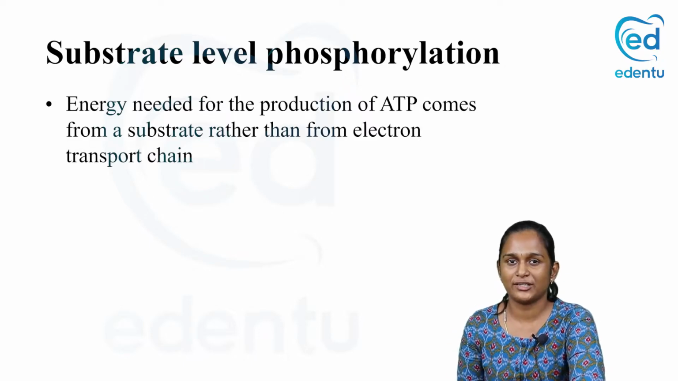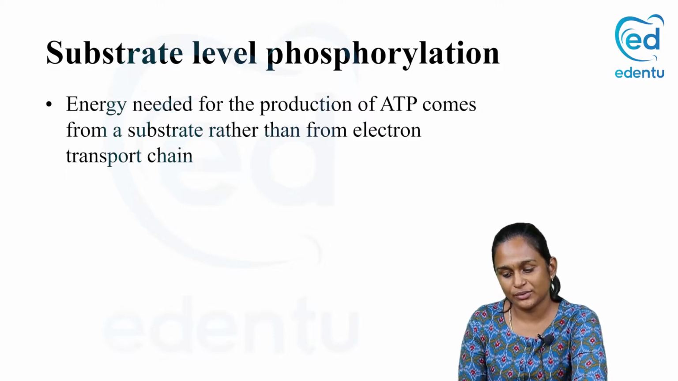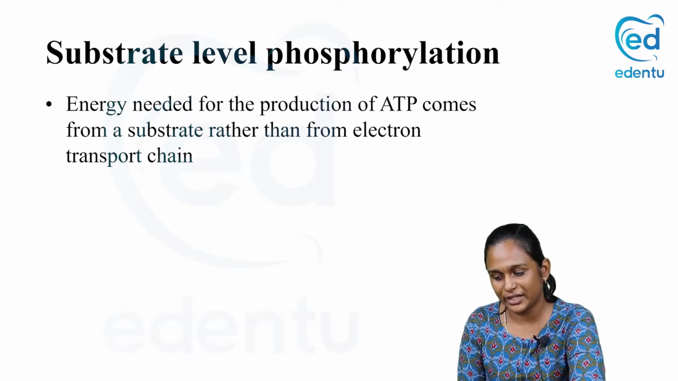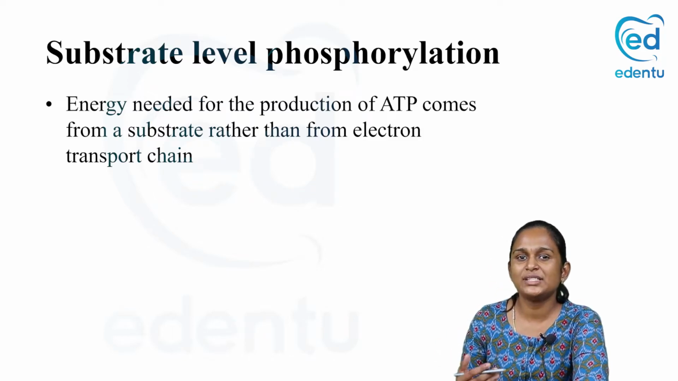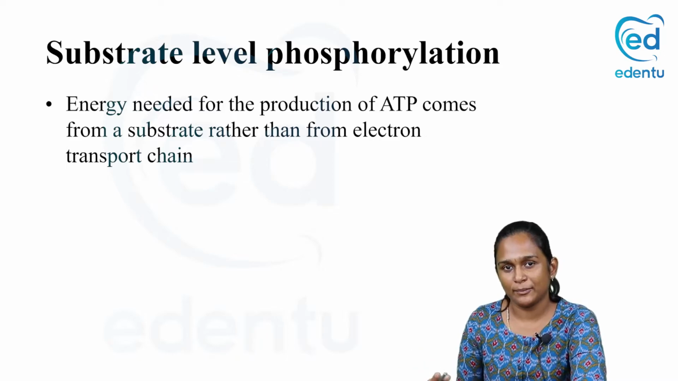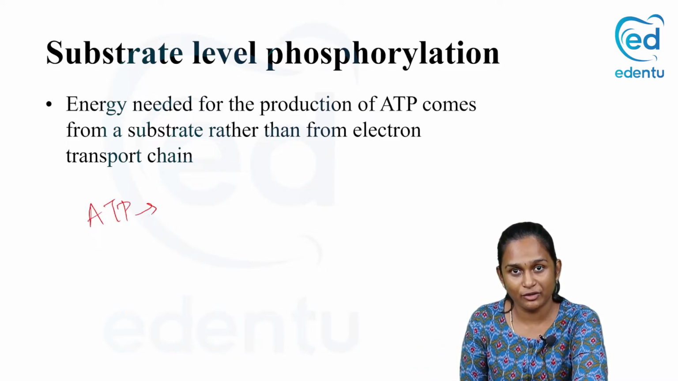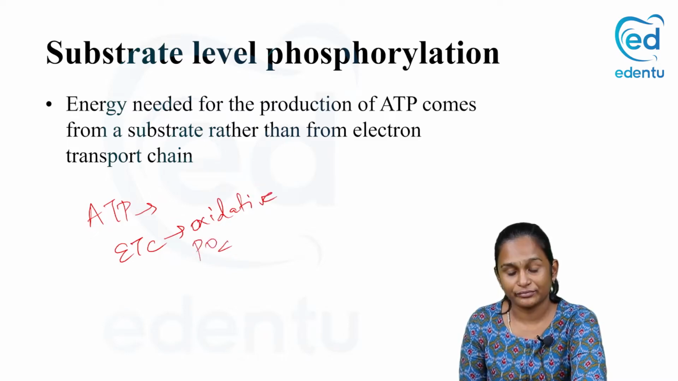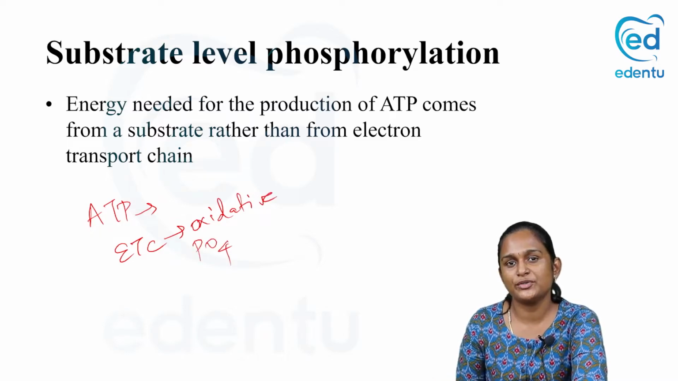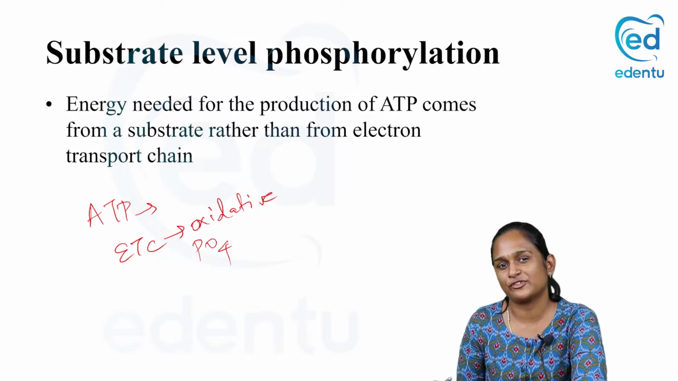So what is substrate level phosphorylation? If ATP is produced at the level of substrate, the energy needed for the production of ATP comes from a substrate rather than from the electron transport chain. We will be seeing the electron transport chain in the upcoming classes. If ATP is synthesized inside the mitochondria with the help of the electron transport chain, that is called oxidative phosphorylation.